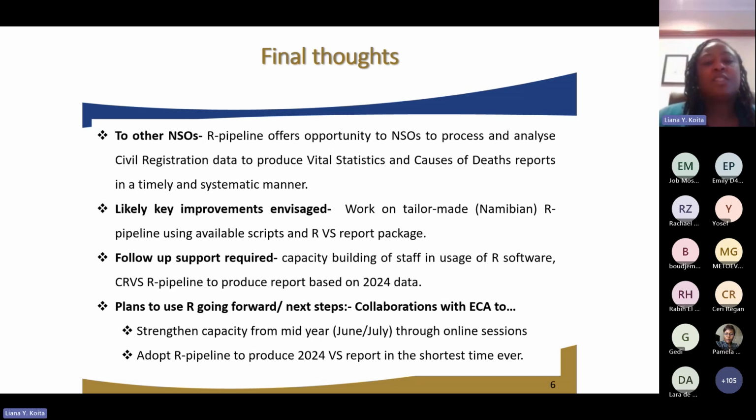What we are envisaging to do in the future now for us, we are already talking to ECA and ONS on how we can best adopt the pipeline. So we are planning to have sessions that would probably be online, where we can just tailor make the pipeline, so that we can be able to produce our vital statistics report for our 2024 data. We have also indicated the need for capacity building, and ECA has indicated that they will actually help us with that, so that we are able to really strengthen our capacity, so that we are comfortable to do the work in a more efficient and faster way.